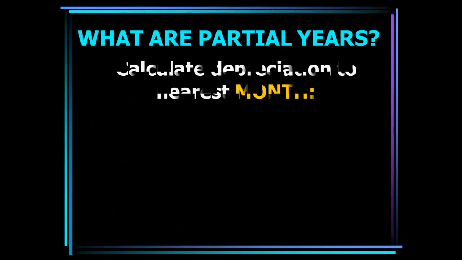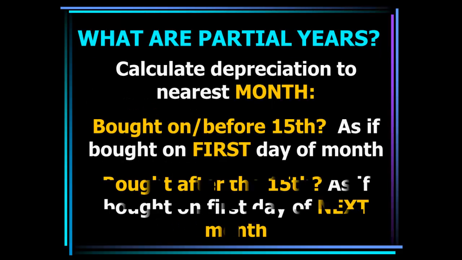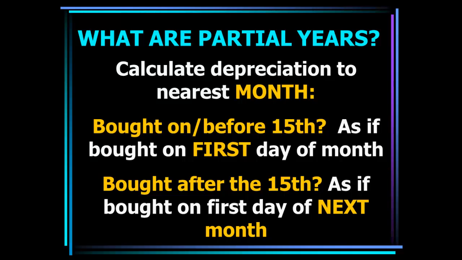We're going to use our fingers to get it right. We are going to calculate depreciation to the nearest month only. If we buy the asset on or before the 15th, we're going to pretend we bought it on the 1st of that month. If we buy it after the 15th, we're going to pretend we bought it on the 1st of the following month.